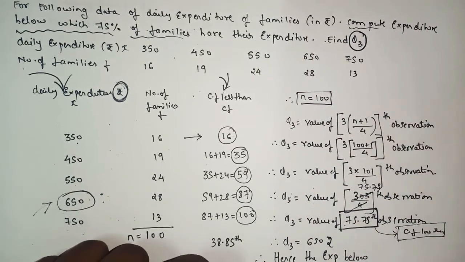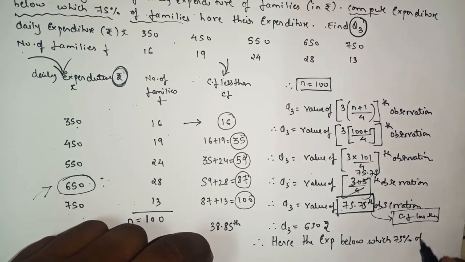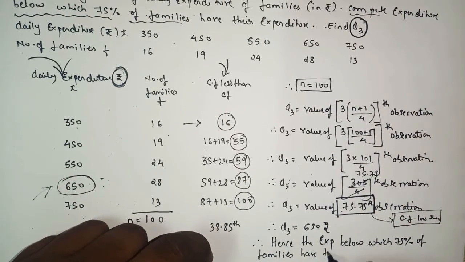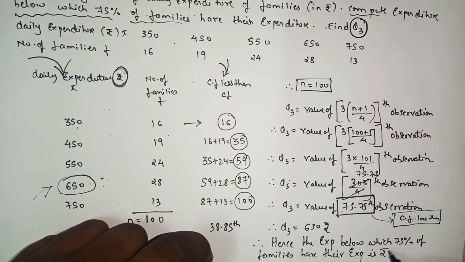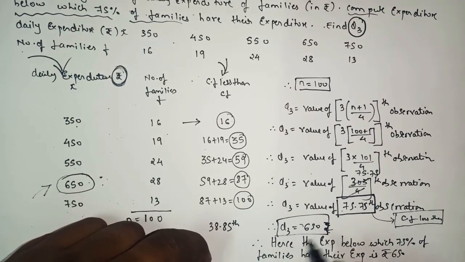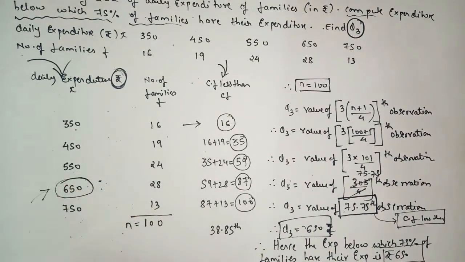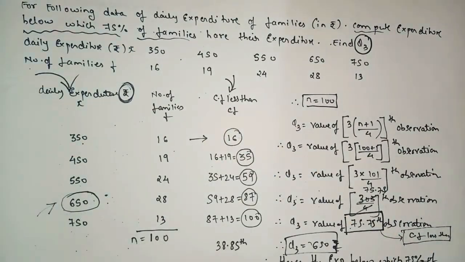Which 75% of families have their expenditure at rupees 650. If you don't want to write the rupees unit, you can mention it by saying this sentence. So here we got the answer for this example. The same sum is there in the exercise, it is your question number 4 from exercise 1.1.